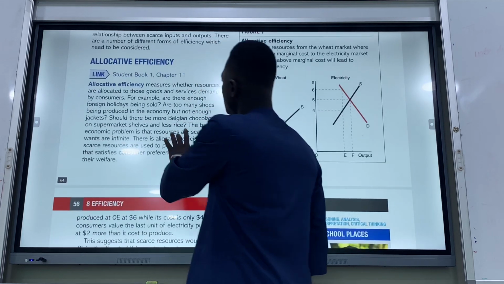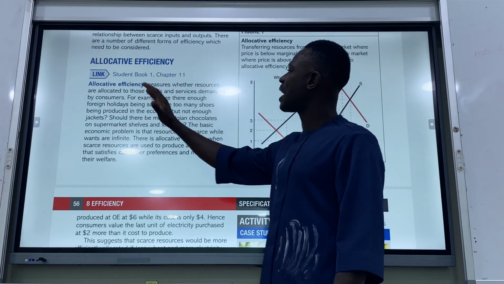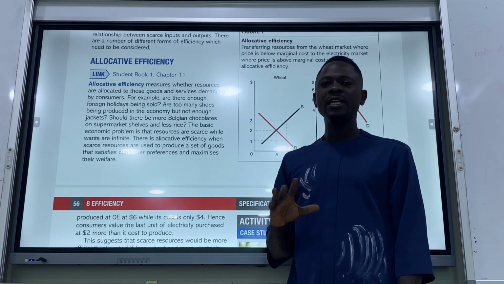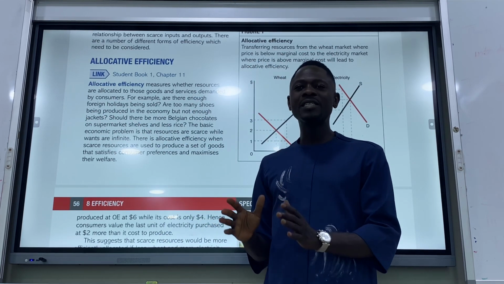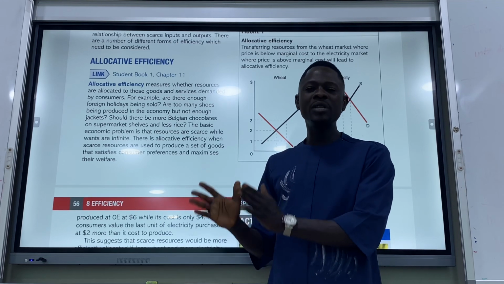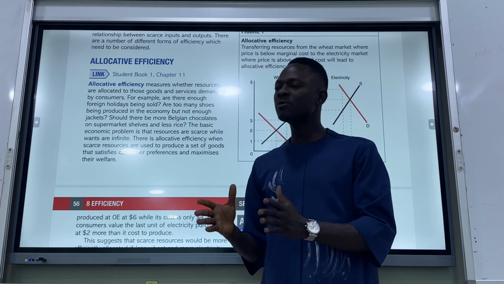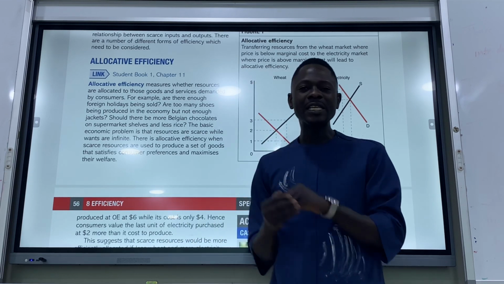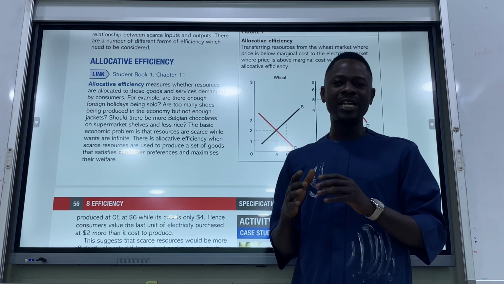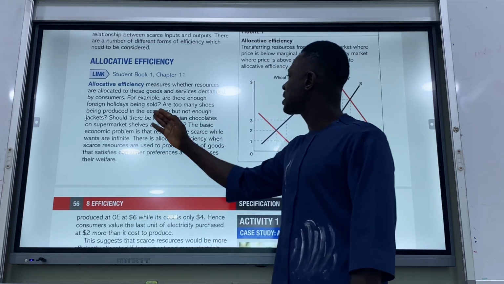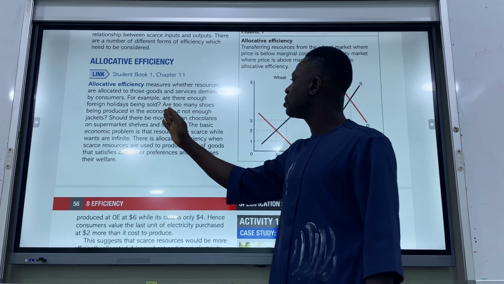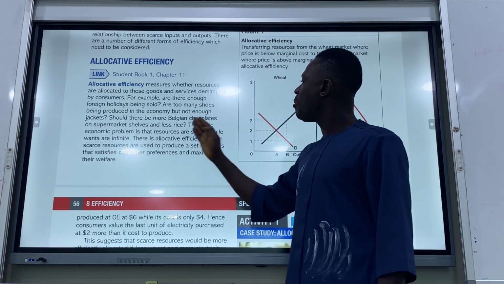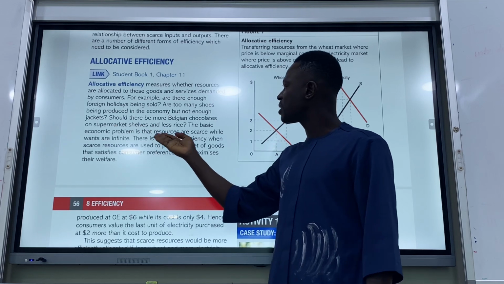Allocative efficiency measures whether resources are allocated to those goods and services demanded by consumers. So it's simply about how resources are being allocated to meet the demands of customers. Are customers able to receive the goods they have ordered? That is allocative efficiency. For example, are there enough foreign holidays being sold? Are too many shoes being produced in the economy, but not enough jackets? Should there be more Belgian chocolates on supermarket shelves and less rice?